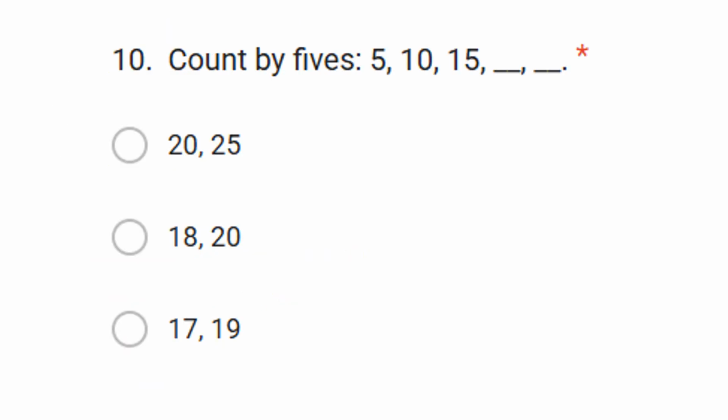Number 10. Count by fives. 5, 10, 15, blank, blank. A, 20, 25. B, 18, 20. C, 17, 19.